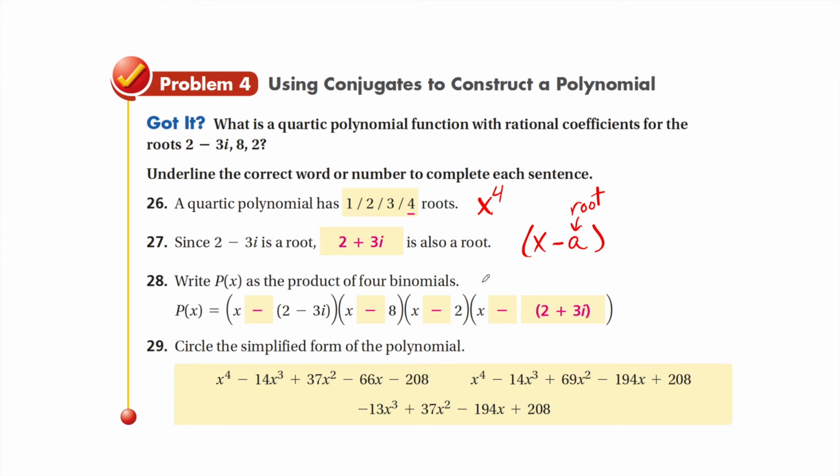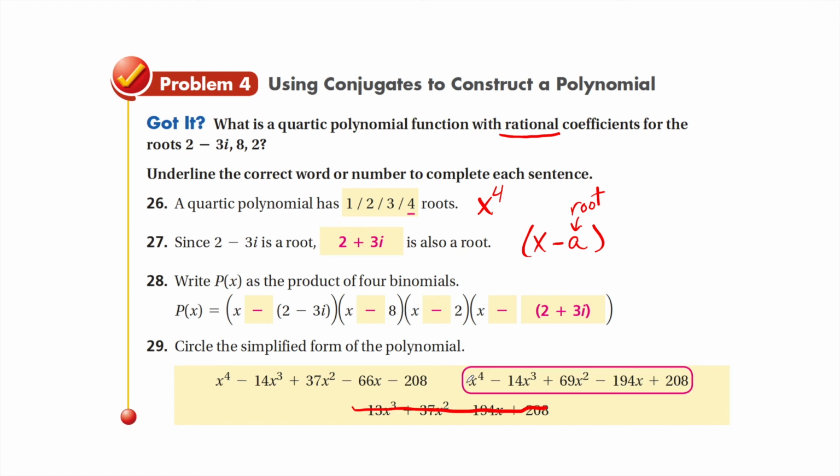And if you were to go through and multiply out each and every one of these, paying attention to the i's, you're going to find out that the i's will actually cancel out completely, and you're going to be left with 100% rational coefficients, which will give us the end answer, which isn't going to be the bottom portion because that is not a quartic. So if you were to multiply everything out, you're going to end with x to the 4th minus 14x cubed plus 69x squared minus 194x plus 208.